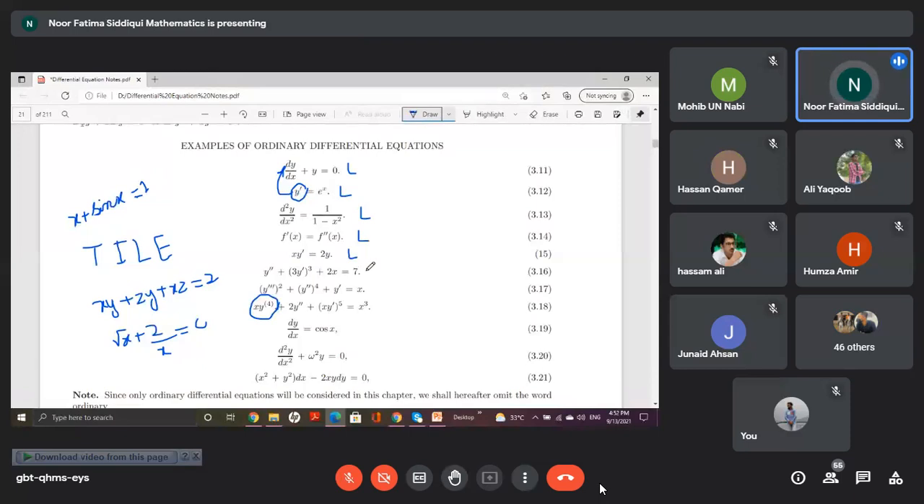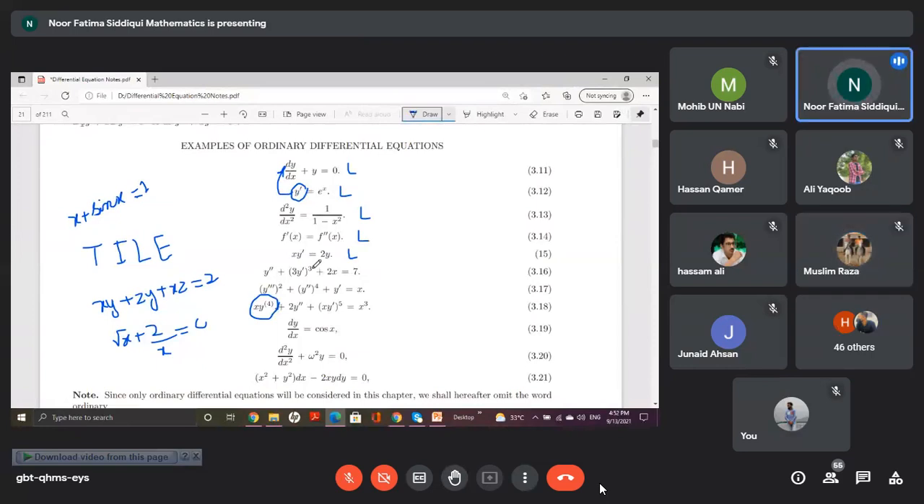CR would answer whether 3.16 is linear or non-linear. If linear, why linear? If non-linear, why non-linear? It's linear. Why linear? Because the dependent variable y is not being multiplied, and no special type of function is applied to it.